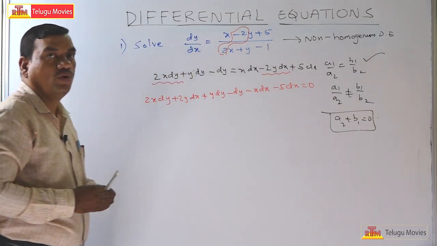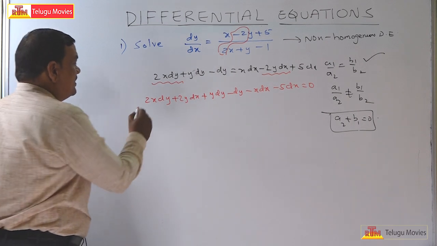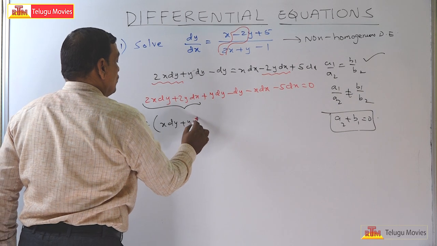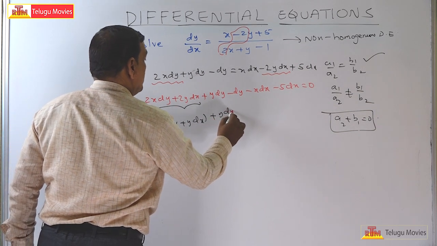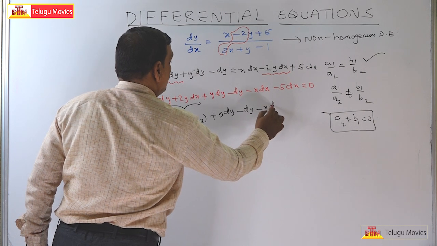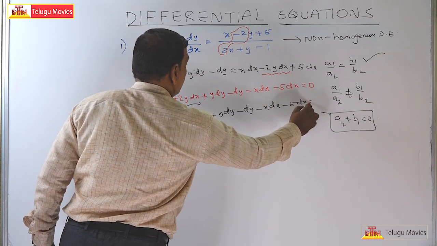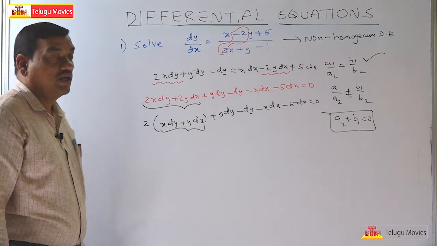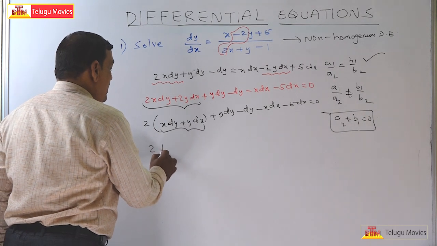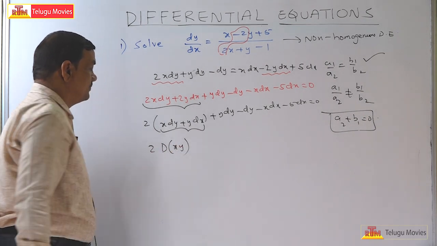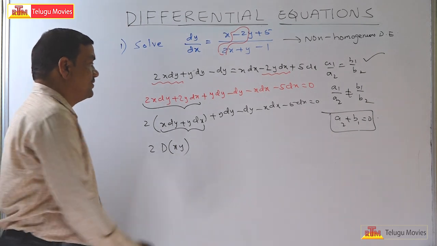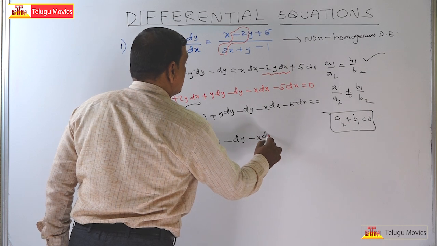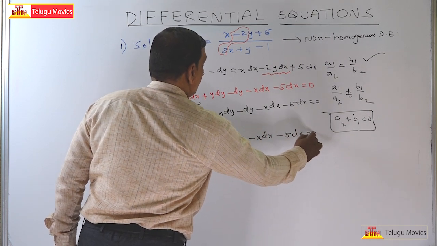Okay, now. In this you observe here, take 2 common outside, x dy plus y dx, plus y dy minus x dx minus 5 dx is equal to 0. In yesterday's class I told, this can be written as 2 times the derivative of xy. This is nothing but the derivative of xy. So this is same, y dy minus x dx minus 5 dx is equal to 0.